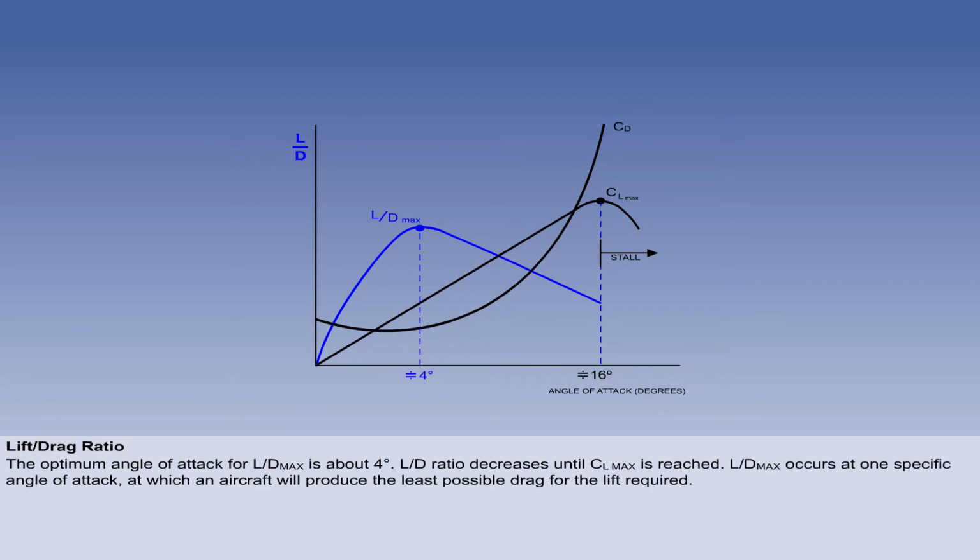The maximum lift-drag ratio, LD max, of a given aerofoil section will occur at one specific angle of attack, and if the aircraft is operated in steady level flight at this optimum angle of attack, it will generate the least possible drag for the amount of lift required. Any angle of attack higher or lower than that required for LD max will reduce the lift-drag ratio, and will thus increase the drag for the required lift.